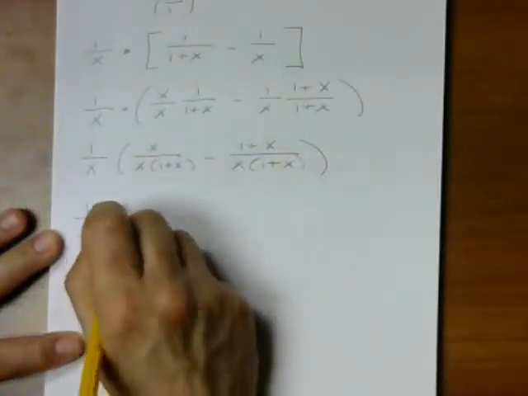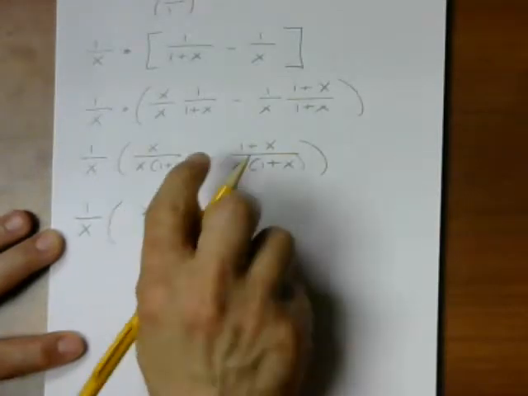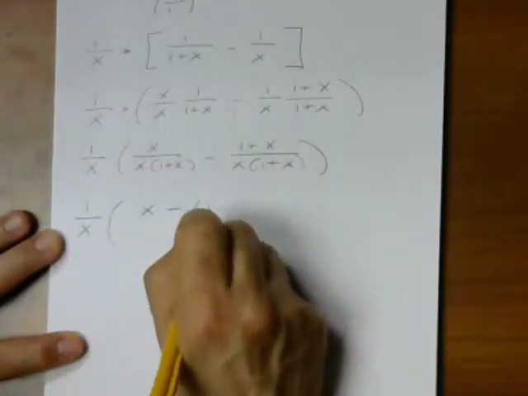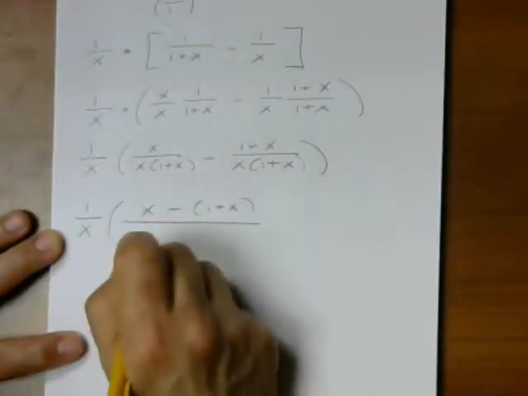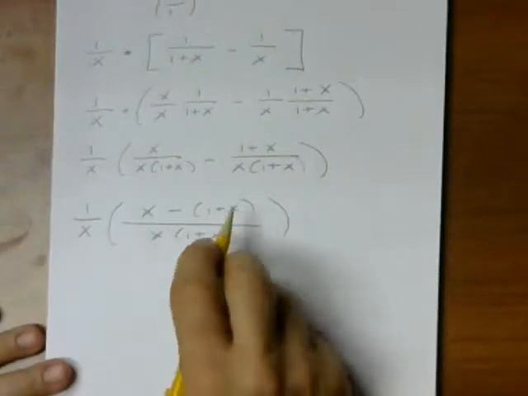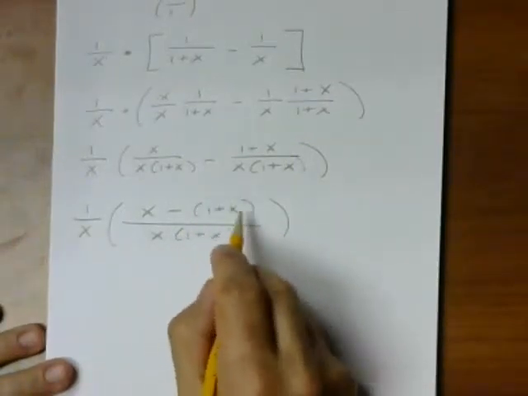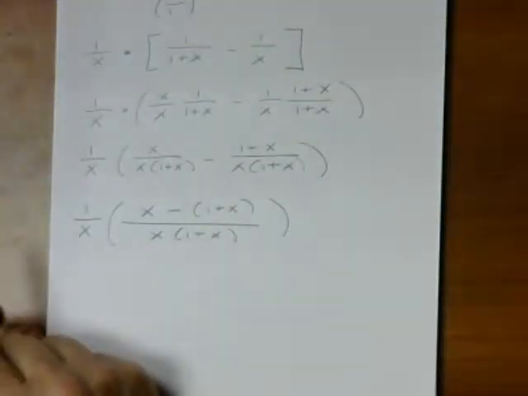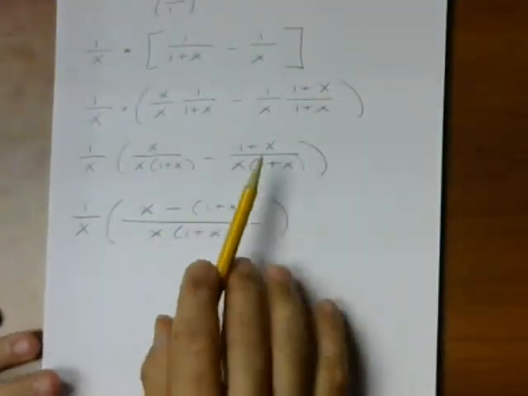So what can I do? Well, I'm just going to subtract this numerator from this numerator. And you might want to stop there and ask me, why did I choose to put this in parentheses? I didn't have a parentheses up here. Why do I have a parentheses over here? The answer is, I'm going to subtract 1 plus x from x. I'm going to say that again. I'm going to subtract 1 plus x from x.